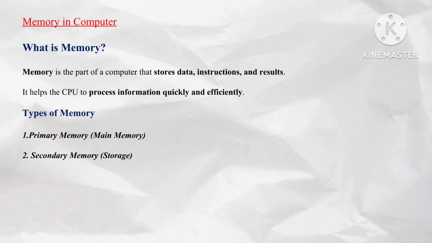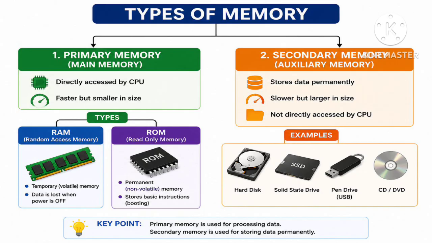Let us see the next topic in computer, that is memory in computers. What is memory? Memory is a part of a computer that stores data, instructions, and results. It helps the CPU to process information quickly and efficiently. Types of memory: 1. Primary memory, main memory. 2. Secondary memory, storage. Primary memory, main memory, is directly accessed by CPU, faster but smaller in size.